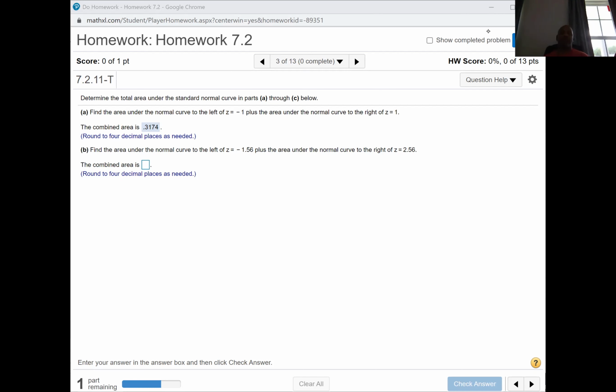So keywords, those key phrases, left of, right of, will mean all the world to you as far as what you will do and what you won't do. So left of, you're gonna use the chart value. Right of, you're gonna take the chart value, subtract it from 1. Did you still want to do B? No, I got it now. Okay, cool. All right. Number 4.